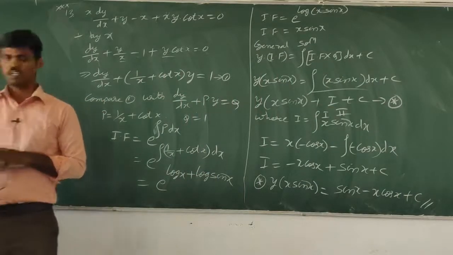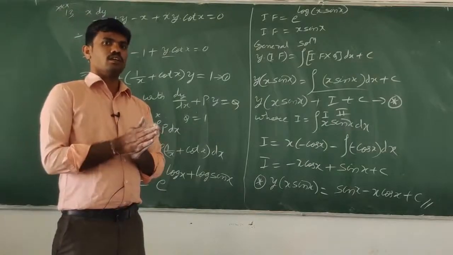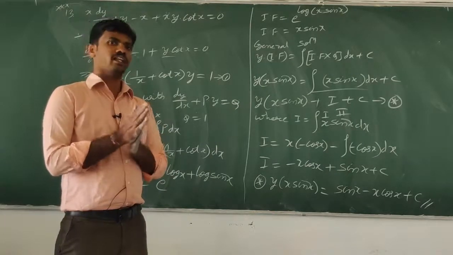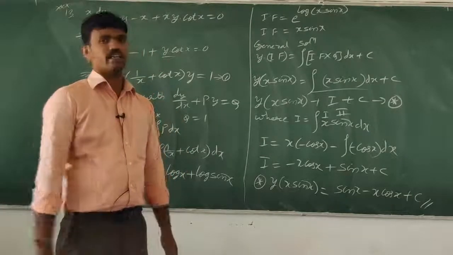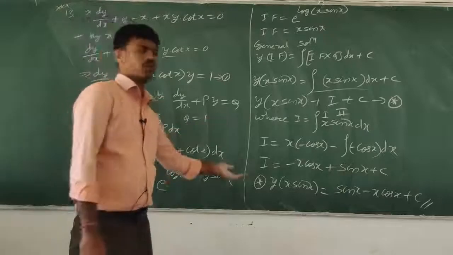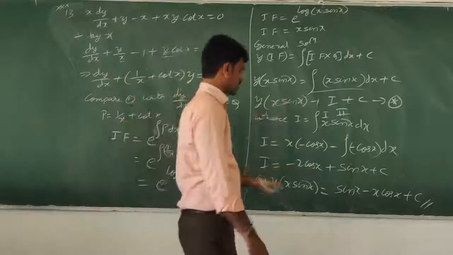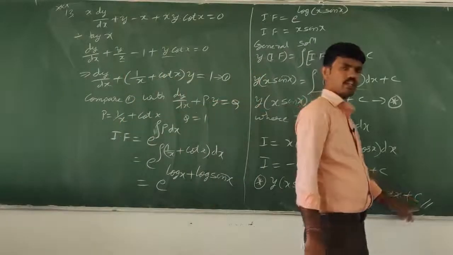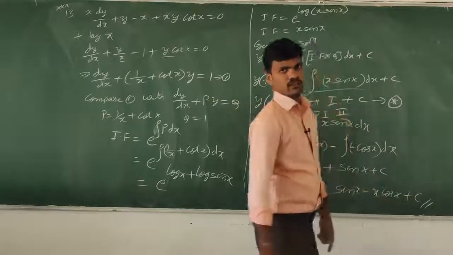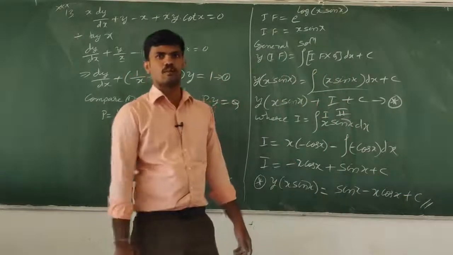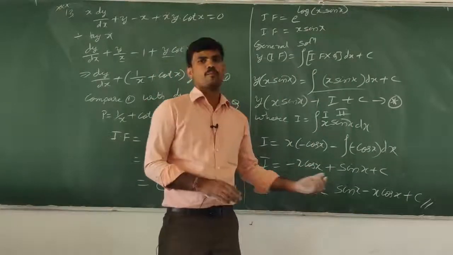Is it clear? Do you understand? So this finishes the general solution of a given linear differential equation. Next class we will discuss the particular solution of a linear differential equation. Up to the general solution it is the same. A particular solution means, by using the initial condition we have to find the value of c. After finding the value of c we replace c by that particular value. Then the solution written without arbitrary constants is said to be a particular solution.